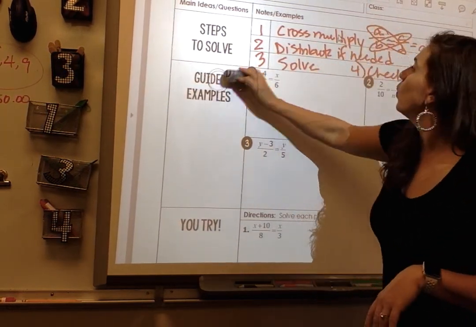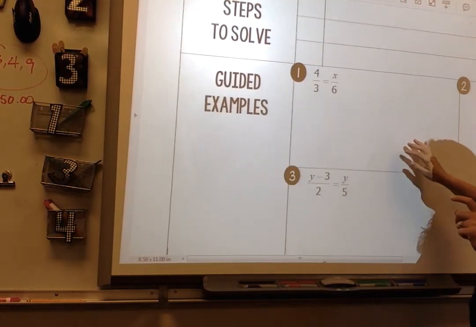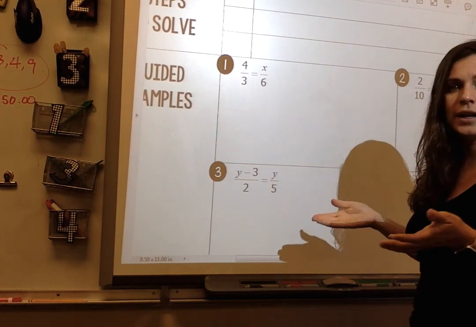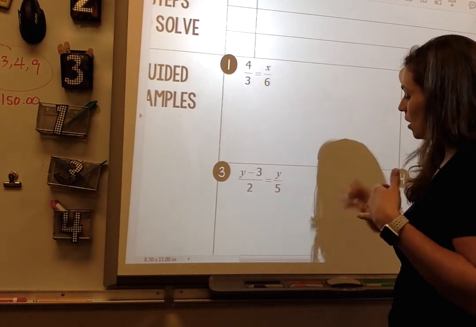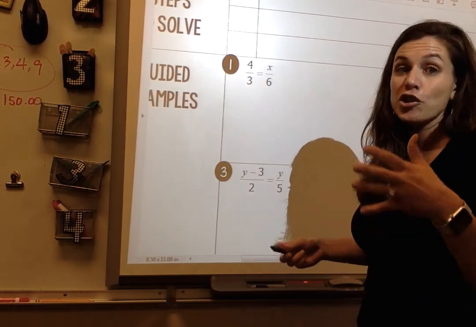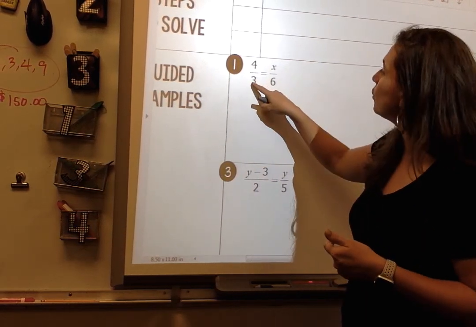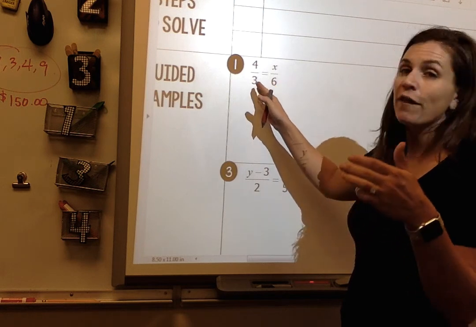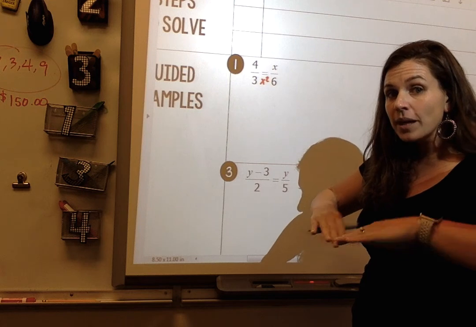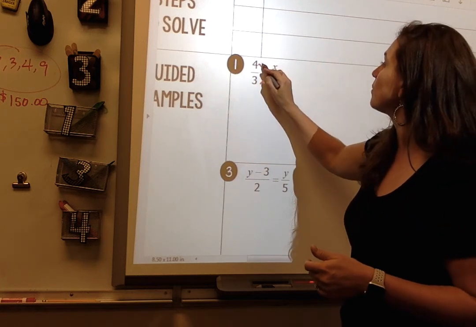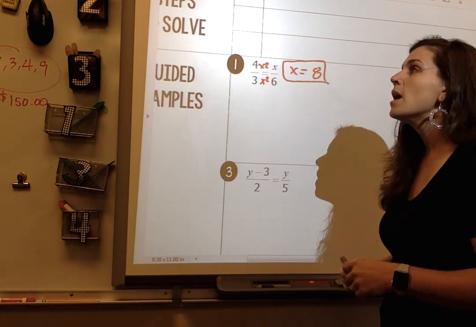If we look at number 1, a lot of you are probably saying, I know number 1. You can immediately do it in your head and come up with the number 8. And that's a valid way of thinking. What we were taught last year and in elementary school with proportions and ratios is that you look at what your numerator and denominator are doing. If I go from 3 to 6, I'm multiplying by 2. Whatever I do to the denominator, I do to the numerator. So 4 times 2, and I get x equals 8. And that is absolutely true.